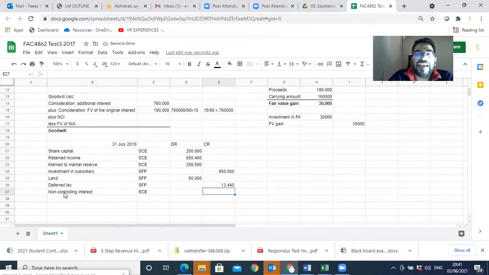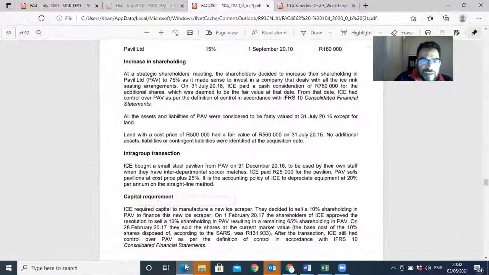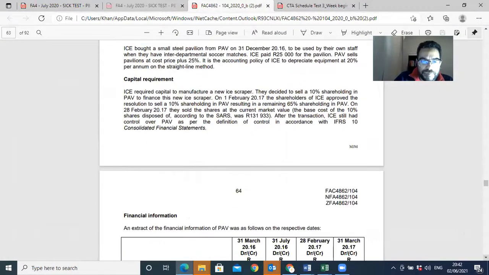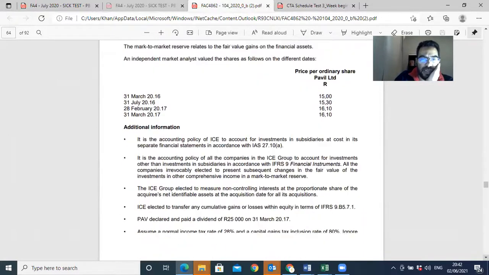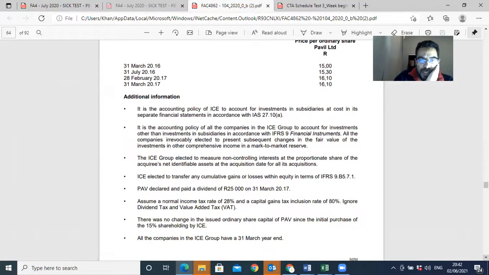So remember, NCI can be measured at the date of acquisition in one of two ways, either at fair value or at their proportionate share. We need to read what it is. Okay, and then finally, we will either recognize goodwill or a bargain purchase gain. So most likely goodwill. So let's quickly go have a look what it is. So for NCI, that's generally the additional information. NCI is measured at its proportionate share of the acquiree. Okay, so its proportionate share.